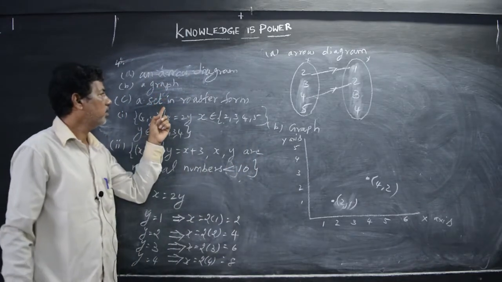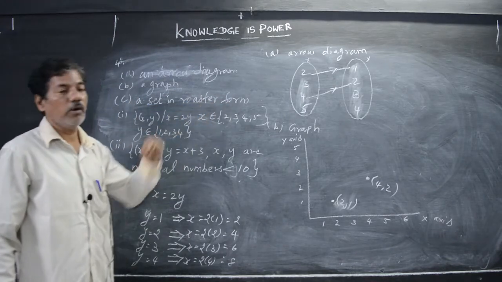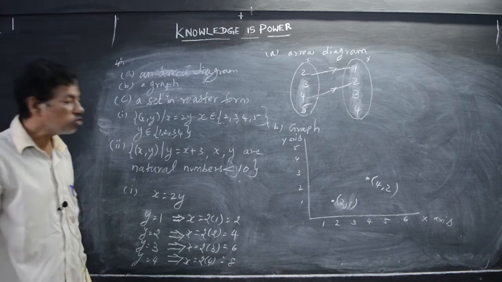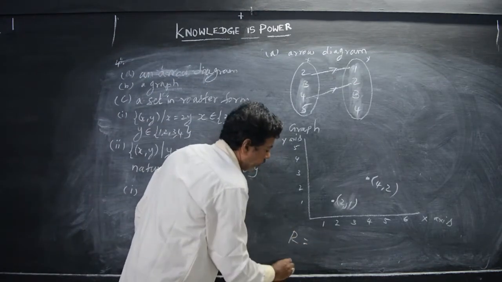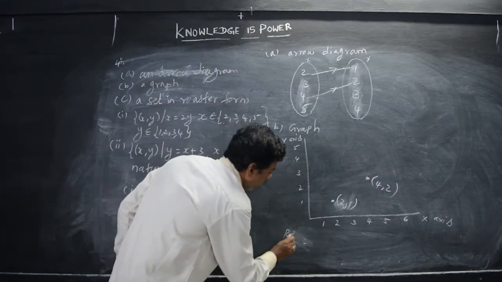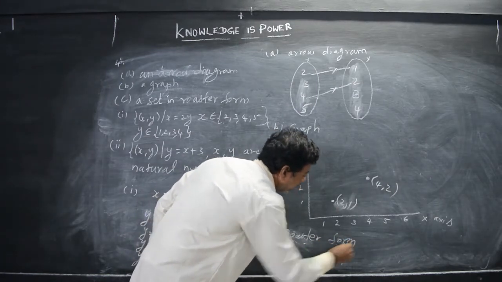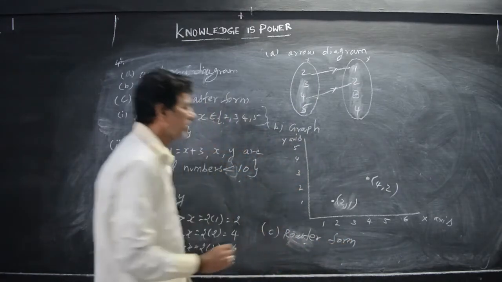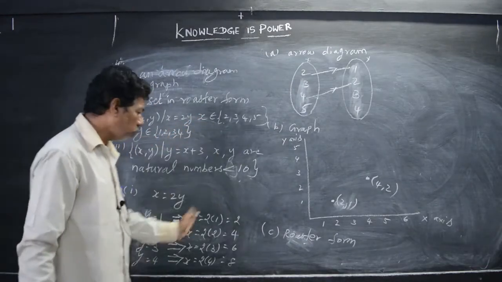Next, question number 3. A set in roster form. Write the heading first: roster form. You have to write in roster form. Question C, in the first things, what do you substitute, what will you get?